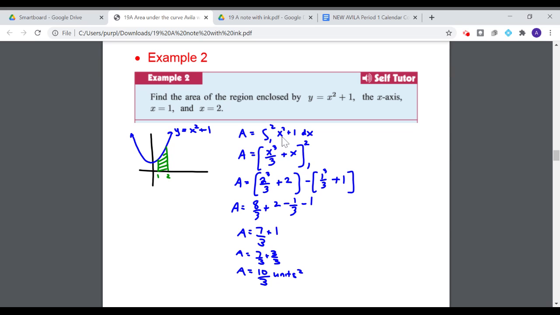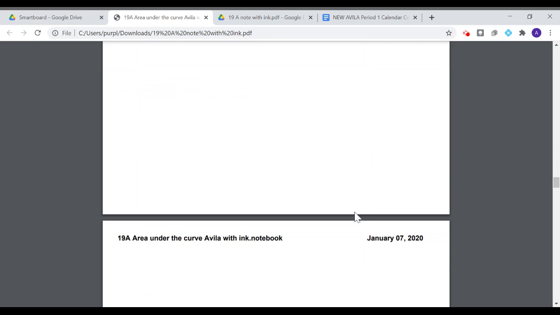The integral of x squared plus 1 is x cubed over 3 plus x, and I need to evaluate it at 2 and 1. We use these big square brackets to indicate that I'm evaluating. So I'm going to plug in 2 where I see x first, then plug in 1 where I see x, and subtract those two values. Remember to use the brackets here to help you remember that you're not just subtracting this term, you're subtracting everything in the brackets. When I evaluate it, I get 8/3 plus 2 minus 1/3 minus 1. And simplifying, I get 10 over 3 units squared. So this green area here has an area of 10 over 3 units squared.